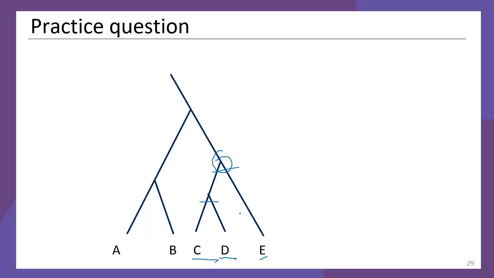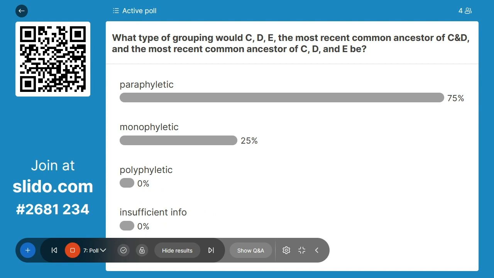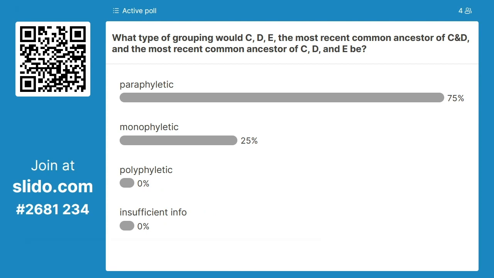Paraphyletic might be if, say, I was taking this whole thing except E. But in this case, I'm taking a taxa and then all of the descendants together. Exactly, I can see someone switched across to the correct answer. So one thing and all of its descendants, that makes it a monophyletic group.